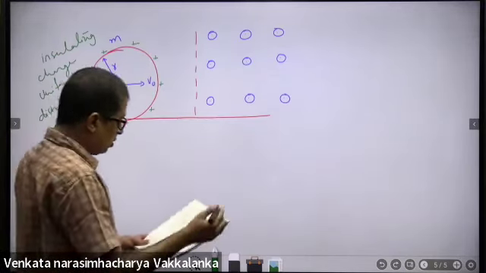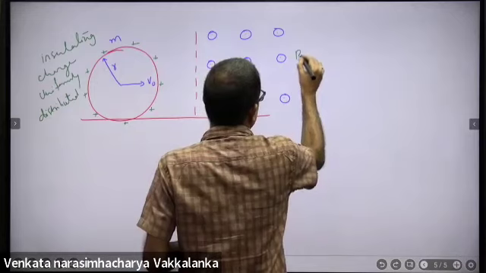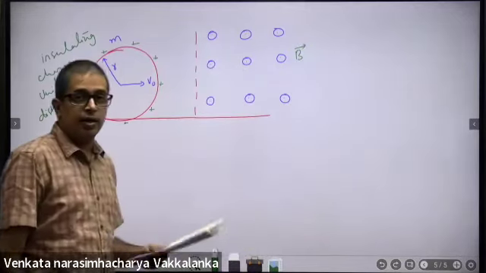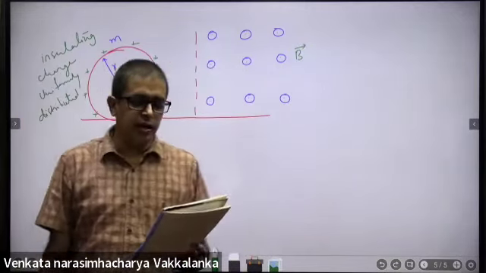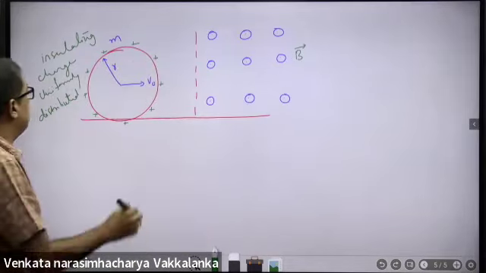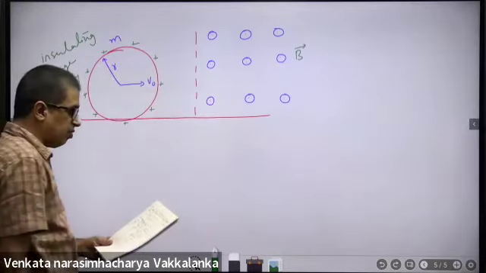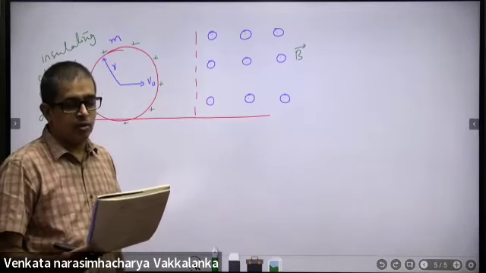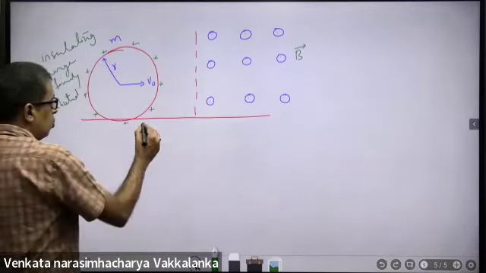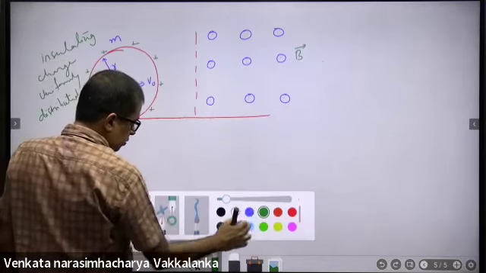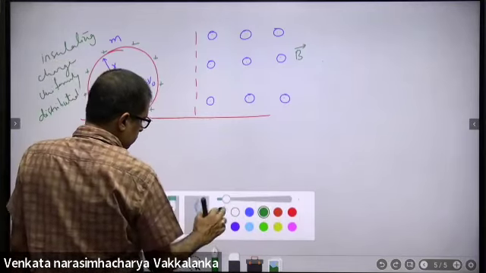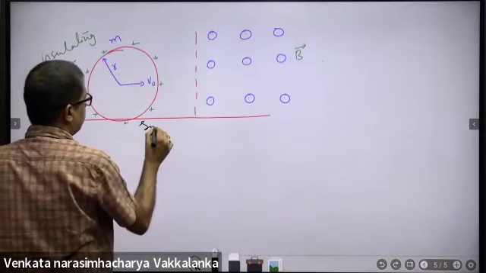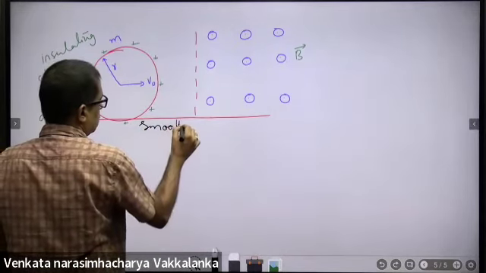Now, quite a few concepts are plugged into this. That's the reason why the problem becomes difficult. I'll read it out, just listen. A ring of mass m and radius r. Mass of the ring is given, radius is given. Made of an insulating material, carries a uniformly distributed charge. The lower surface is smooth.